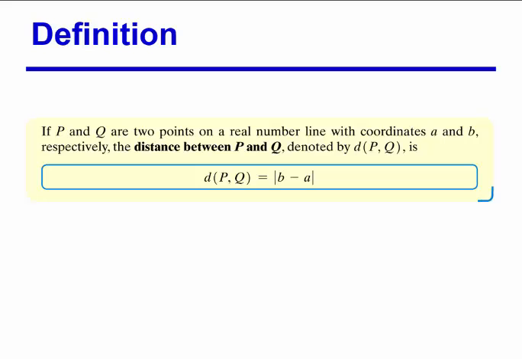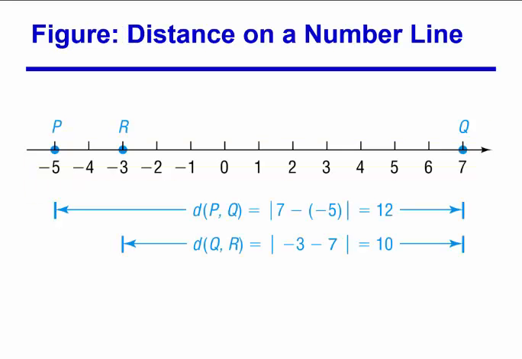Next definition: if P and Q are 2 points on the number line with coordinates A and B respectively, the distance between P and Q, denoted by d(P, Q), is simply the absolute value of the difference between B and A. So here the distance PQ is the absolute value of 7 minus negative 5, which is equal to 12. And then the distance QR is the absolute value of negative 3 minus 7, which is 10. Now, distance is always positive.